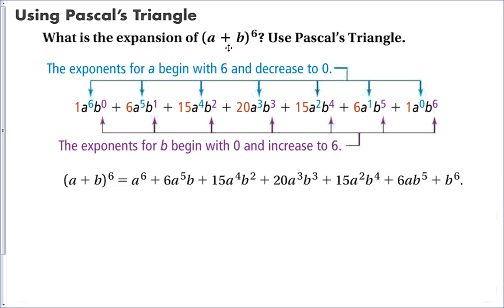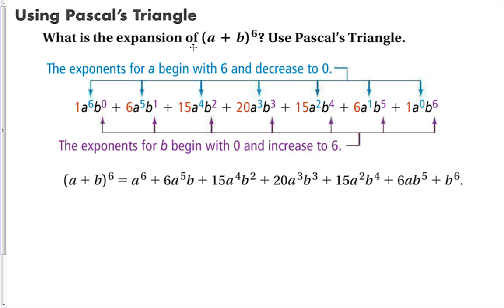All right, using Pascal's triangle. What is the expansion of the quantity (a + b) raised to the 6th power? Use Pascal's triangle. So if you notice here, it says the exponents for a begin with 6 and decrease to 0. Right? So we have a plus b. Now remember, these will be letters, like this could be x plus 3 or something, but we won't get into that yet. We'll just use the letters.